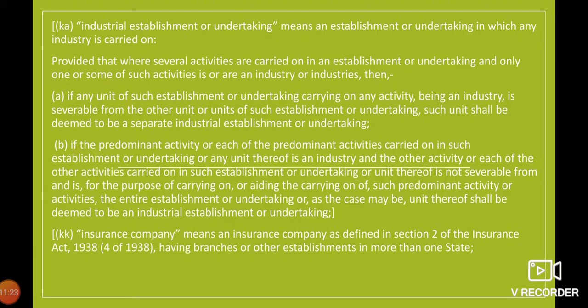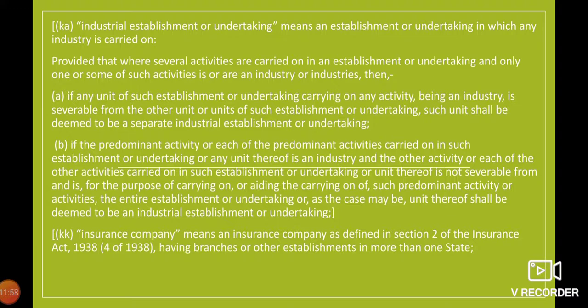Provided, the proviso says, that where several activities are carried on in an establishment or undertaking, only one or some of such activities is or are an industry or industries. So where there are several activities being carried on in an establishment, and only one or some of such activities are an industry, on the basis of separation we can see if we could separate that, so that will be called an industry. Let's see how it can be done.